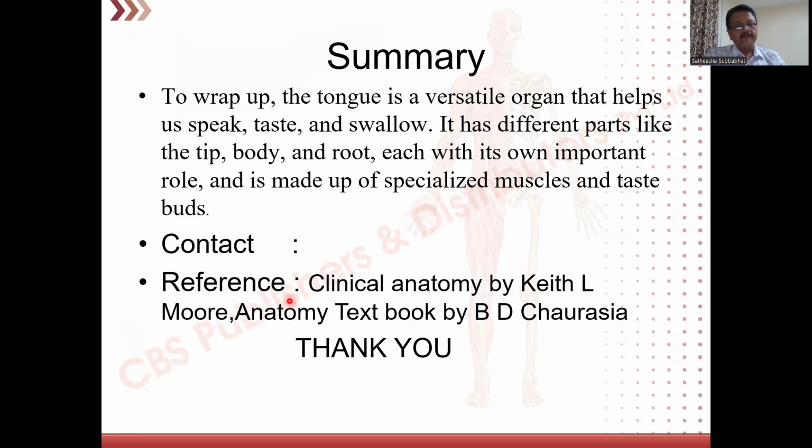So in summary, to wrap up, the tongue is a versatile organ that helps us to speak, taste, and swallow. So it has different parts like tip, body, root, each with its own role, and is made up of specialized muscles and taste buds.